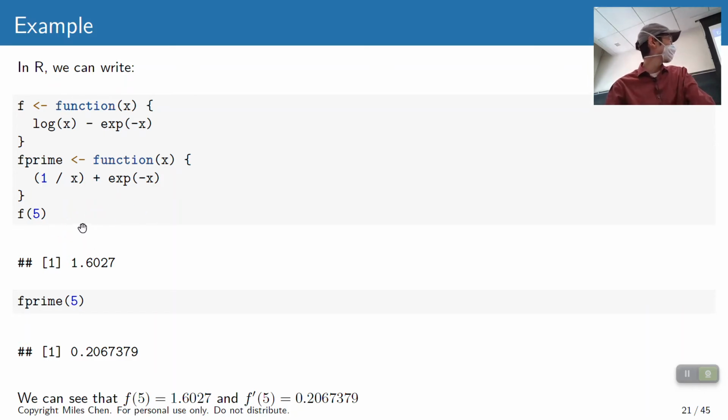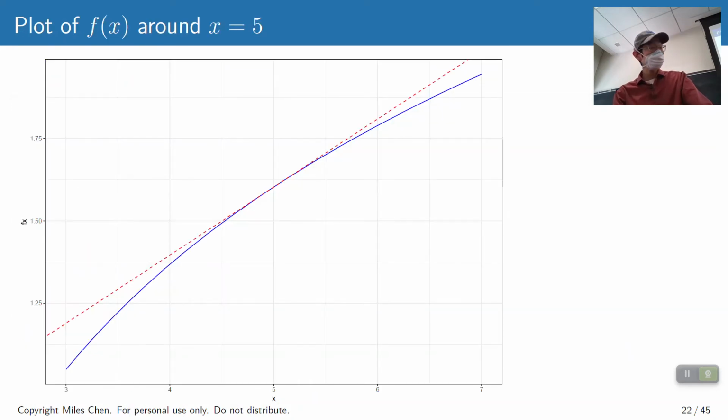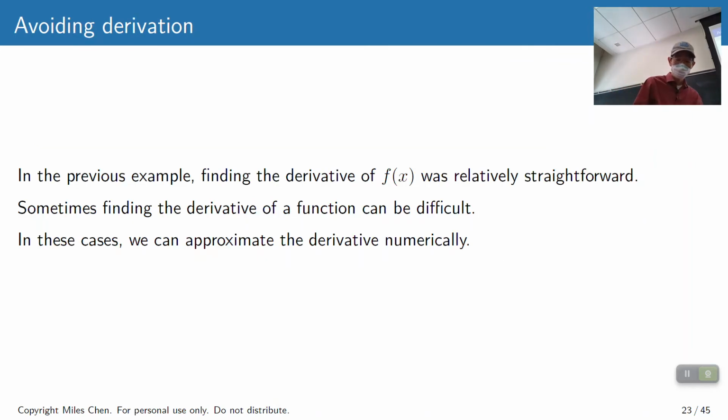And we can say, at 5, this is our function, and the derivative is 0.2067379. We can just plug 5 into our function f prime here and get our derivative. This is the slope of the tangent line. That's great. That was fine. We had f of x, and we were able to find the derivative of f of x.